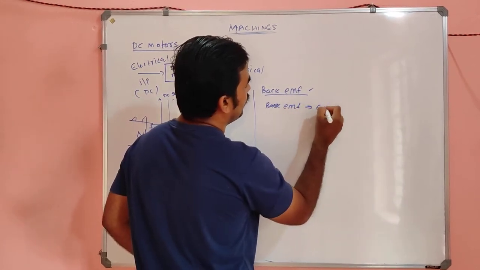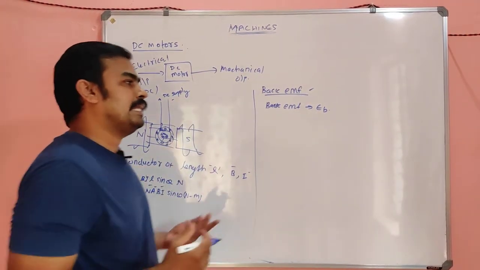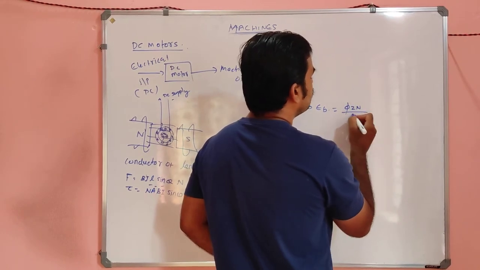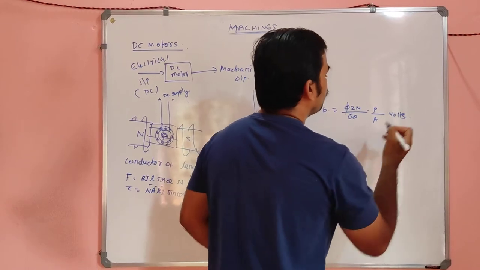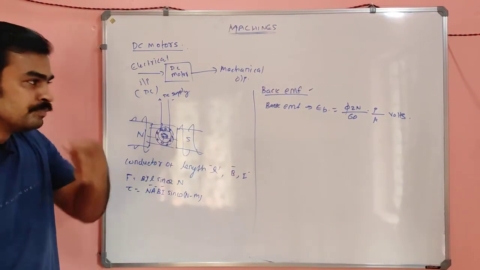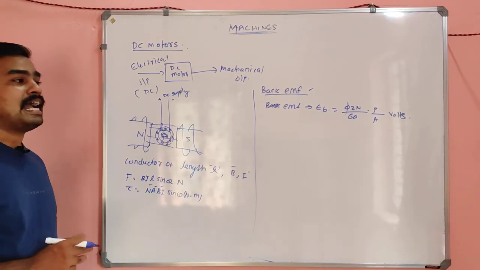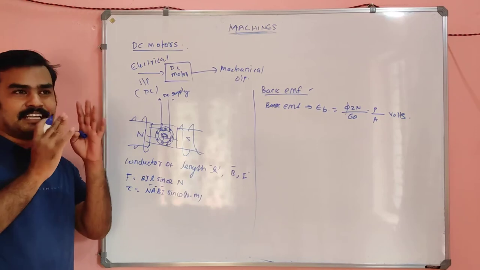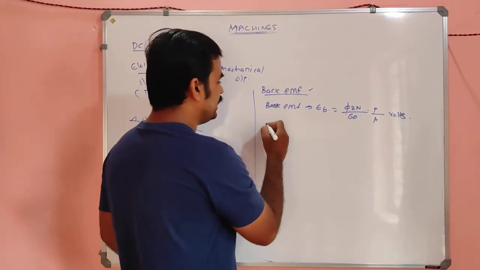It is represented by the letter EB, and its value is nothing but, my dear, the same: phi Z N by 60 into P by A volts. The EG value is the same as the EB value. And this back EMF will always oppose the very cause, the reason for its production. Here the reason is nothing but V, the voltage V.